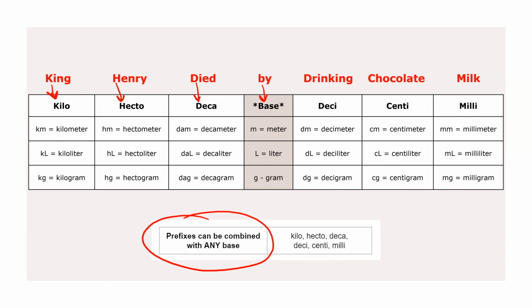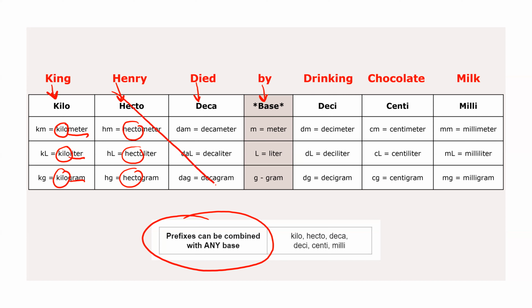So our K that is with our king, our kilo, can be combined with kilometers, kiloliters, or kilograms. It can be combined with any base. Notice that kilo is in every single one of those words. Same goes with hecto: hectometer, hectoliter, and hectogram. So we are just going to keep track of the order of all of these prefixes by using our saying, King Henry died by drinking chocolate milk.